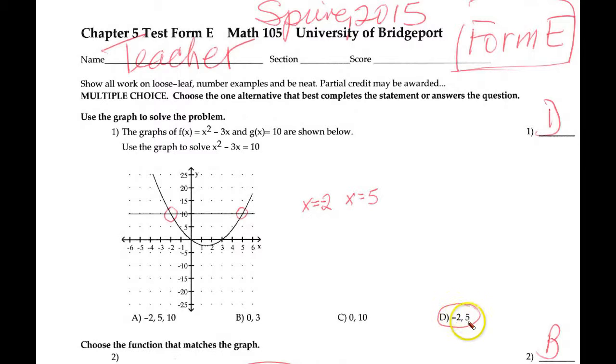So -2, 5. Now we could have done this algebraically, and you can do it that way if you like to. You just use this equation, solve it, equal it to 0, and factor it, and you get these answers. That's the other way of doing it.